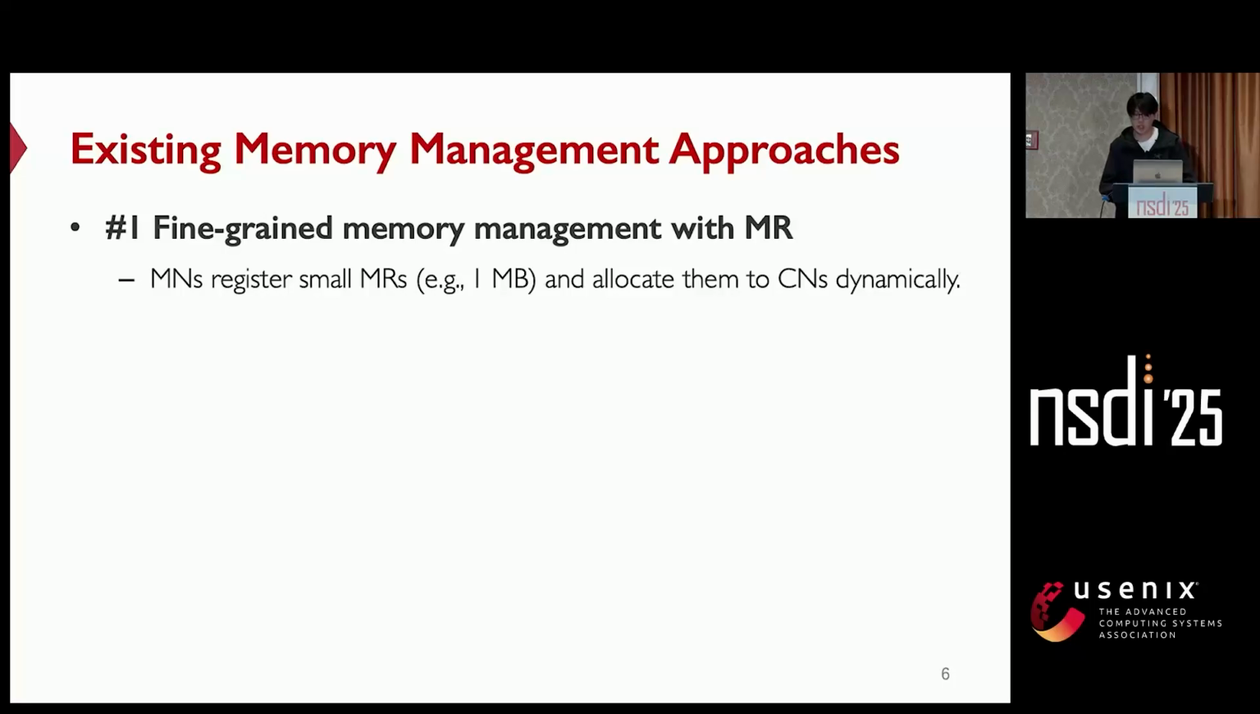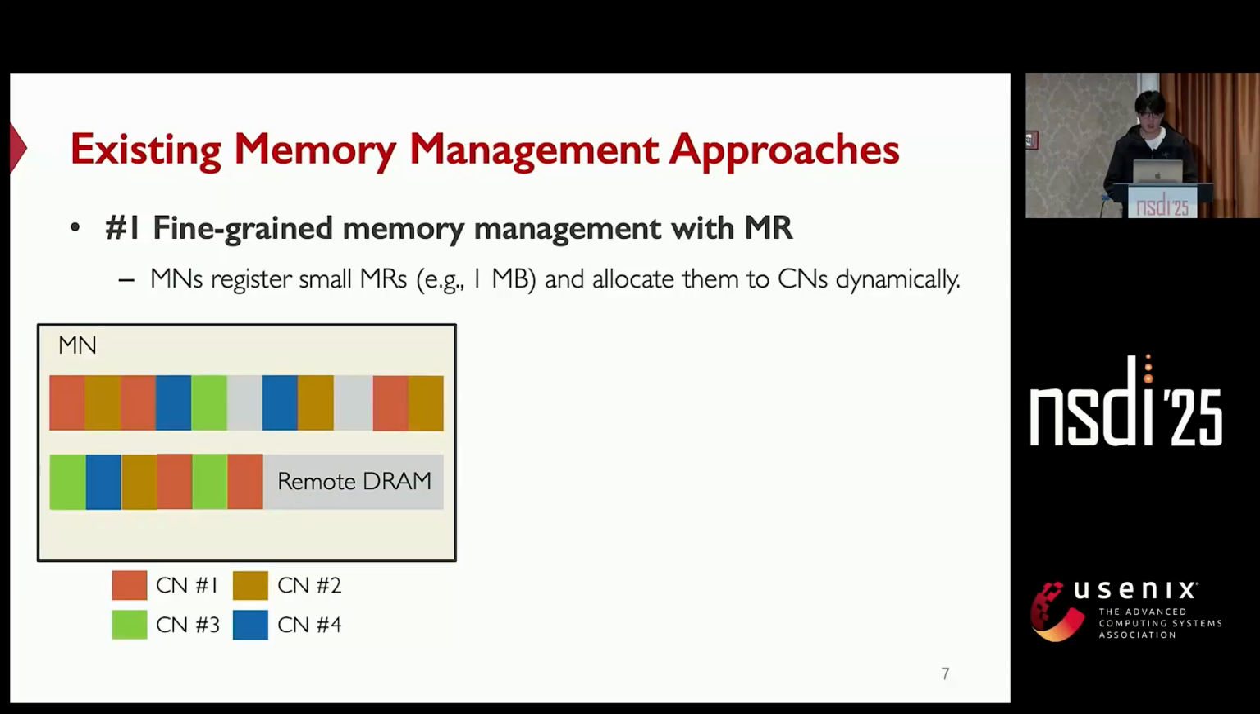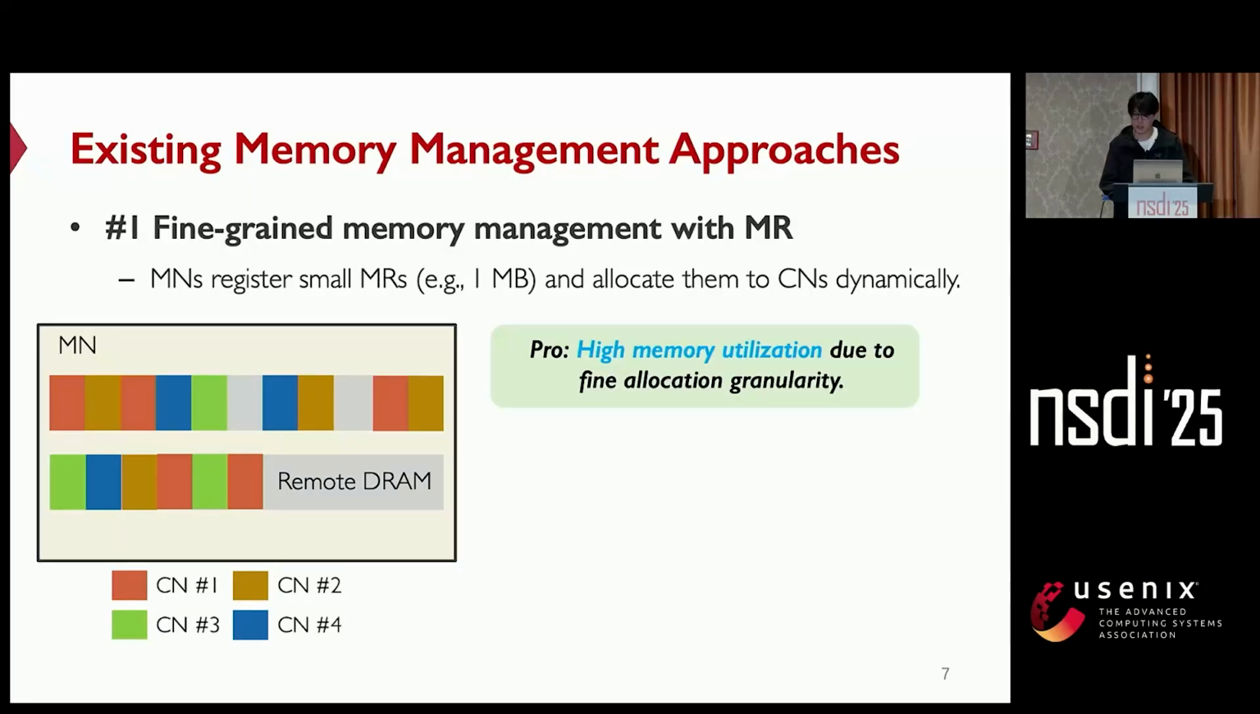Based on memory registration, a disaggregated memory system can perform fine-grained memory management intuitively. To be specific, memory nodes register small memory chunks, small memory regions, and allocate them to different compute nodes dynamically, achieving high memory utilization due to its fine-grained allocation.